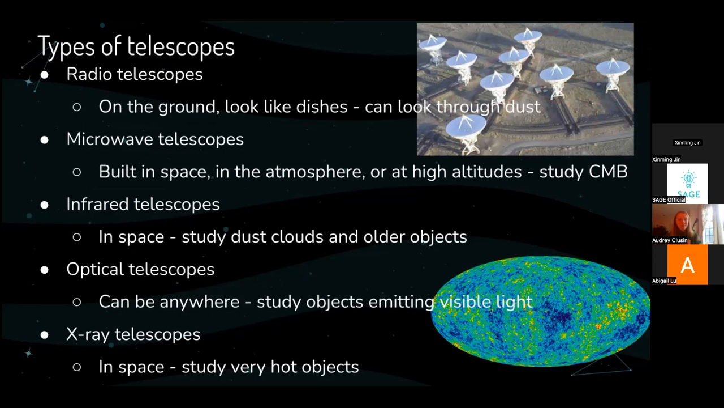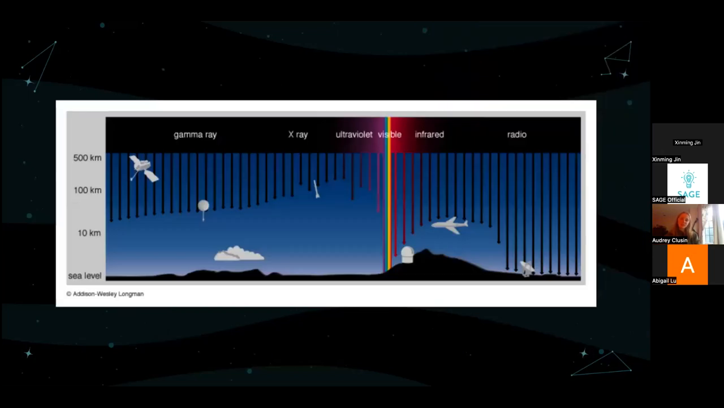Okay, anyway. Microwave telescopes are also a thing. As you can see on this diagram, microwave light would be around here, and microwaves can't quite reach the Earth.